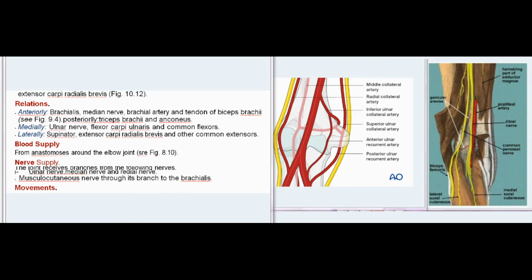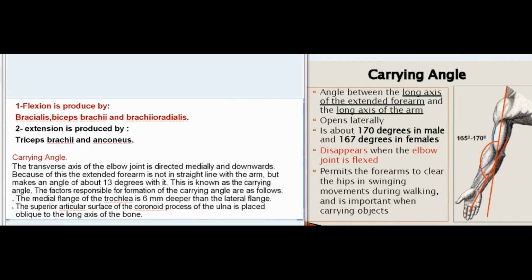Nerve supply. The joint receives branches from the following nerves: ulnar nerve, median nerve, and radial nerve, and musculocutaneous nerve through its branch to the brachialis. Movements. 1. Flexion is produced by brachialis, biceps brachii and brachioradialis. 2. Extension is produced by triceps brachii and anconeus.